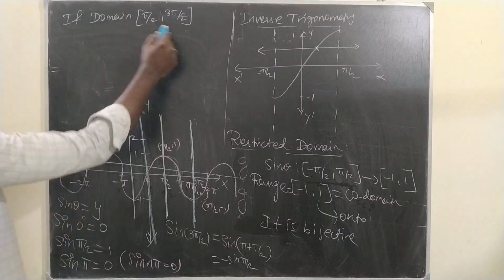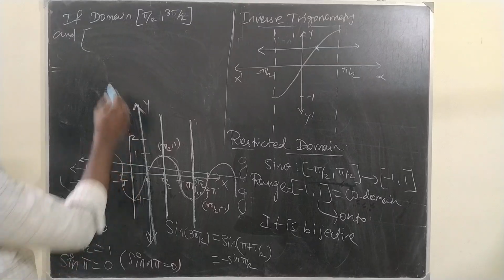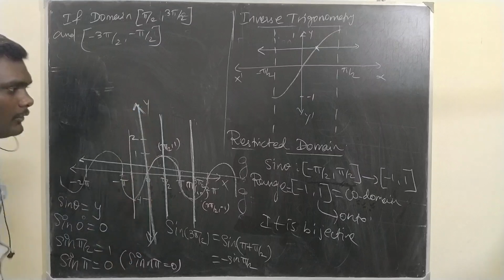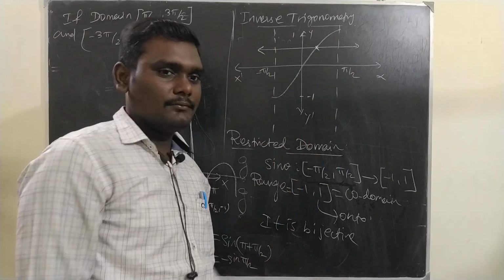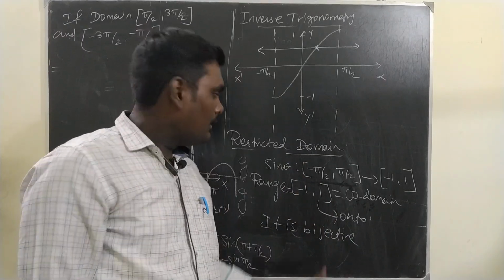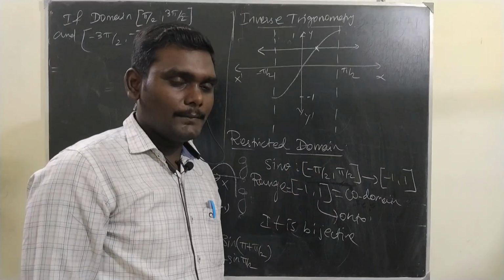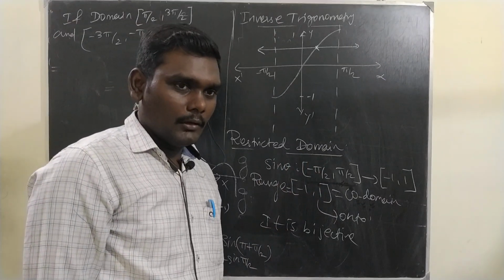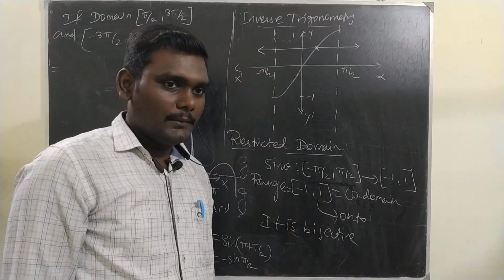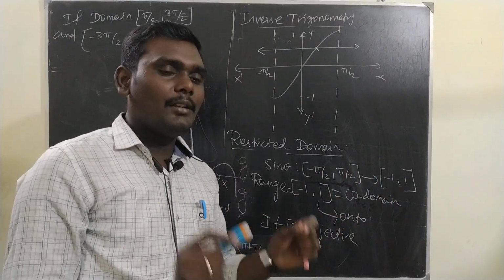The same thing for the other pieces also: minus pi by 2 to minus 3 pi by 2, and so on. So we may have a bijective sine function on each. Among those, the main, important one, from where we started, is called the principal domain. Got it? And the values that come from the principal domain are called the principal value.